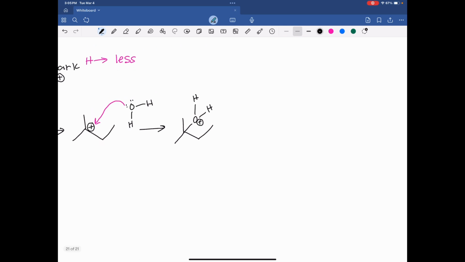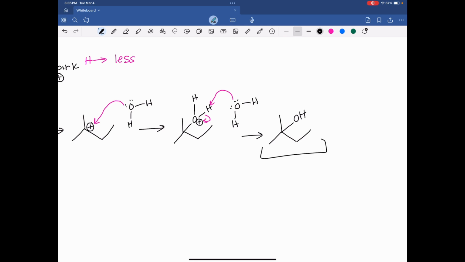Okay, so then I have this, and I'm just going to take another water molecule and extract one of these protons. And I get my final answer. Sometimes in the textbook, you'll see that they omit this step. They'll just go from this OH2+ to this OH. But this is all that's happening: just another water molecule will come and extract that proton.